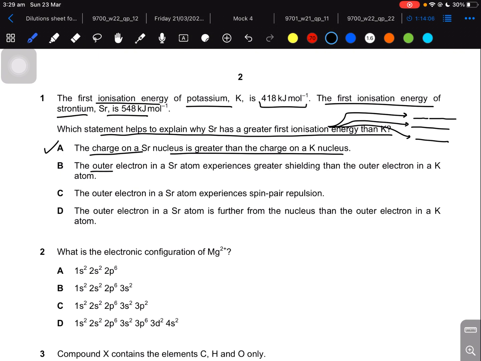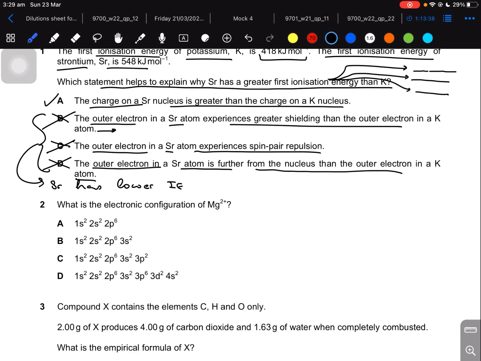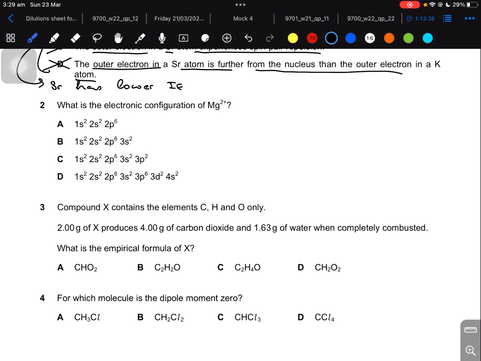Okay, the outer electron of the Sr atom experiences greater shielding. That's contradicting the statement, so no. The outer electron of the Sr atom experiences spin pair repulsion. That's still contradicting. The Sr atom is further from the nucleus than the outer electron of K. Okay, and that's also contradicting, because all these three statements suggest that Sr has a lower ionisation energy. Okay, so it's going to be A.